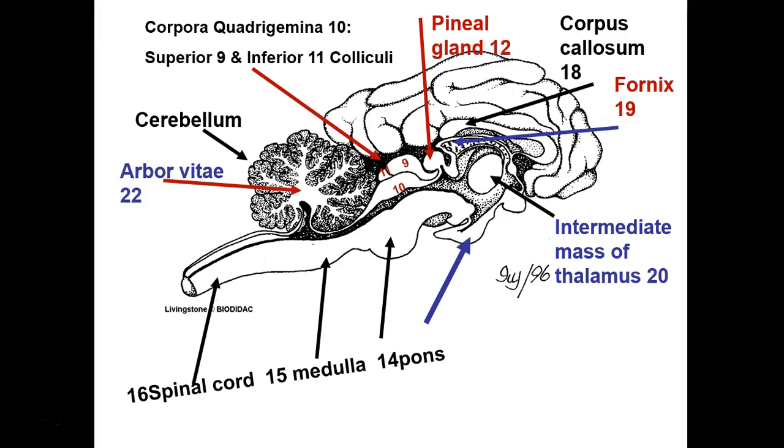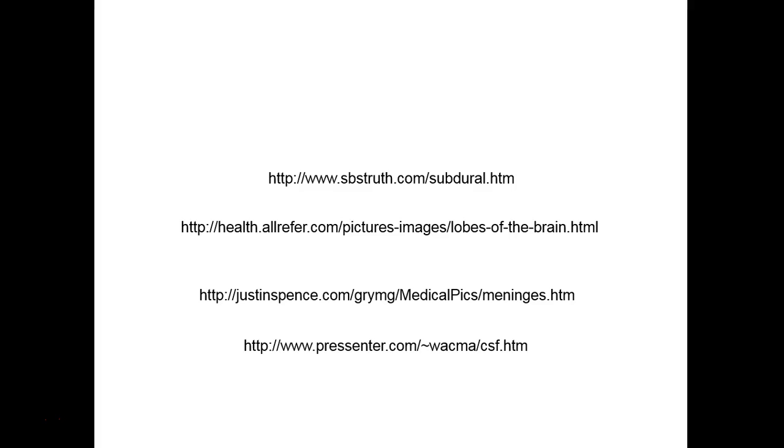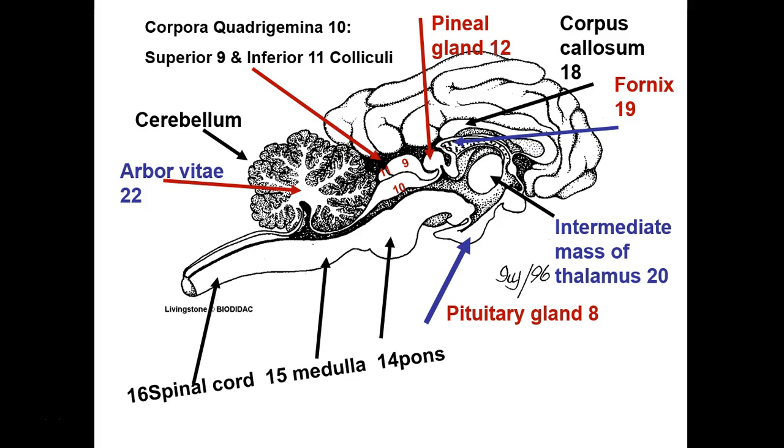This would be the pituitary gland. And you can see right above it there is a stalk leading up. That would have been the infundibulum. And those are the structures of a mid-sagittal section. So on mid-sagittal view, you should have 16 spinal cord, 15 medulla oblongata, 14 pons varolii, fourth ventricle 17, corpus callosum 18, fornix 19, intermediate mass 20, third ventricle 21, arbor vitae 22.